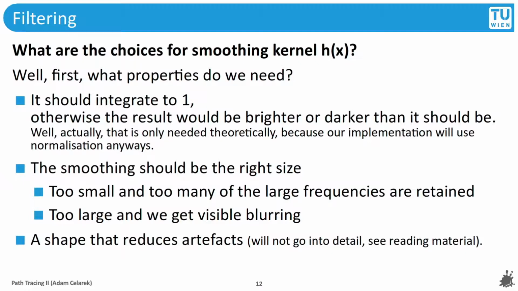Obviously, the kernel shouldn't be too small or too large. In the first case, we wouldn't fix the reconstruction problem, or in the second case, we would lose too much detail. And finally, we need a good shape. Depending on the shape, some artifacts might appear. Different shapes can create different artifacts, and it's generally a trade-off between these artifacts. But we won't go into much detail here, because we would need much more sampling and reconstruction theory, including the Fourier transform. And I'm not going there, not this time.